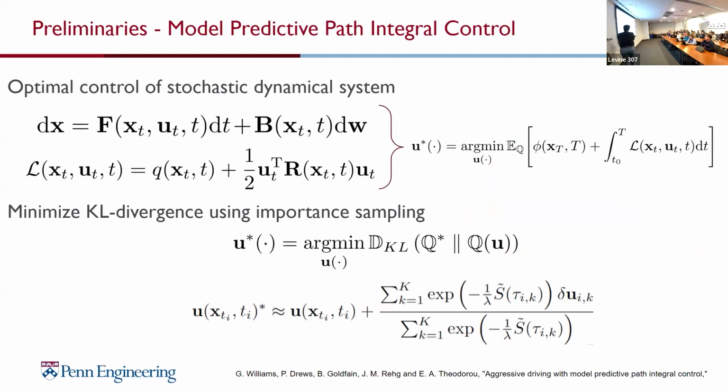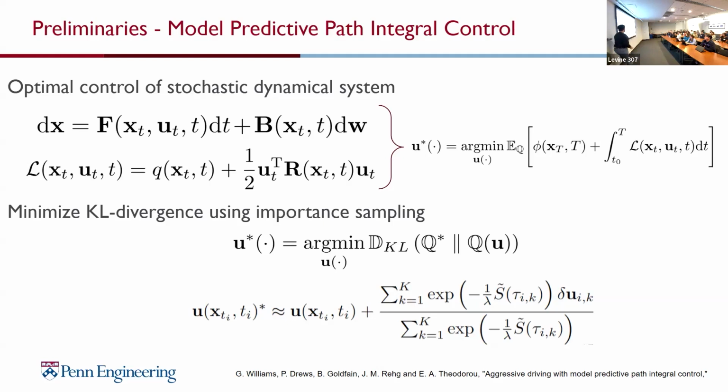Another preliminary we'll be looking at, which we'll be using for solving this optimal control problem, is Model Predictive Path Integral control, which is involved with the optimal control of stochastic dynamical systems. So given a stochastic system and some running cost L in this case, we would like to minimize some expected return over Q, which is a set of controlled inputs that minimize the terminal cost plus the running cost. This is usually solved by minimizing the KL divergence between the set of control inputs that we sample, which is Q of U, and the optimal control distribution Q star, which minimizes the cost function.